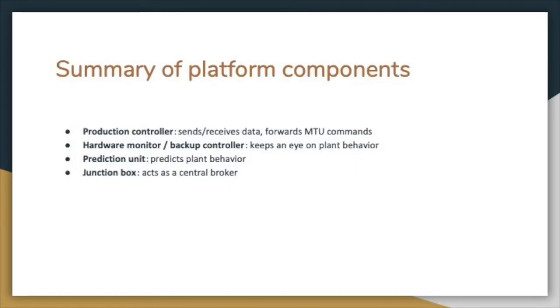So just to summarize the platform components, we have the production controller, hardware monitor / backup controller, prediction unit, and junction box. The production controller is responsible for sending and receiving data and also forwarding master terminal unit commands. The hardware monitor basically just keeps an eye on plant behavior. The prediction unit predicts plant behavior, and the junction box basically acts as a central broker between the production controller, hardware monitor, prediction unit, and the physical plant.